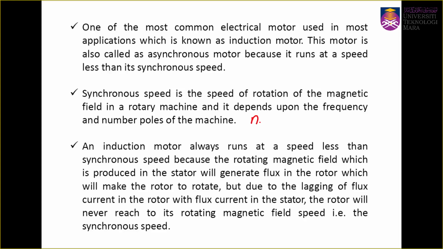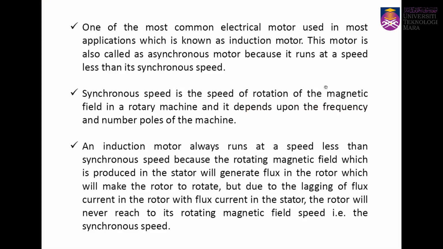Ns equals 120 f over p. Here p is the number of poles. Some books give the pole pair, but if you use this equation, it means the number of poles. So p is the number of poles and f is the frequency. To get the synchronous speed, it is 120 f over p. An induction motor always runs at a speed less than its synchronous speed, because the rotating magnetic field produced in the stator generates flux in the rotor, which makes the rotor rotate.